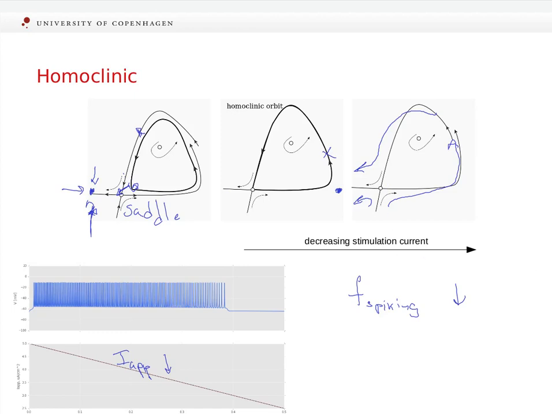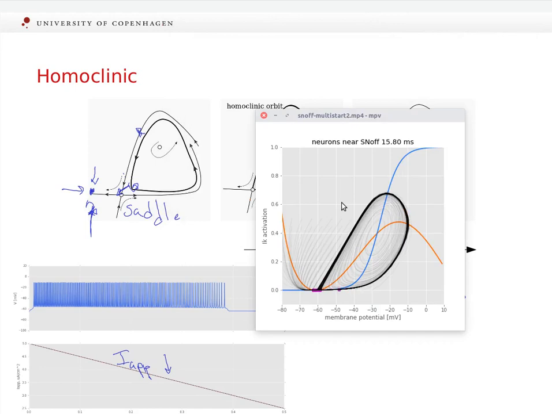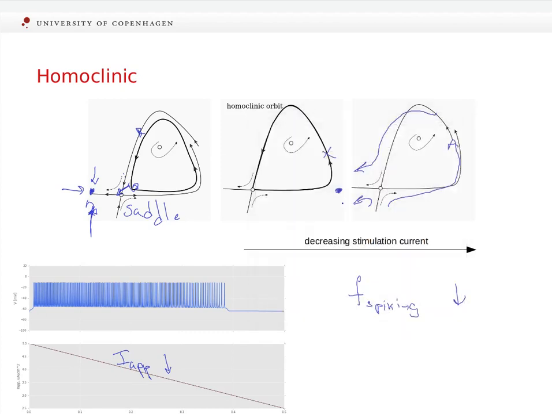And I'll show the video once again. This is actually a case shown in here where the dynamics passes through the slow corner and the spiking rate gets down.